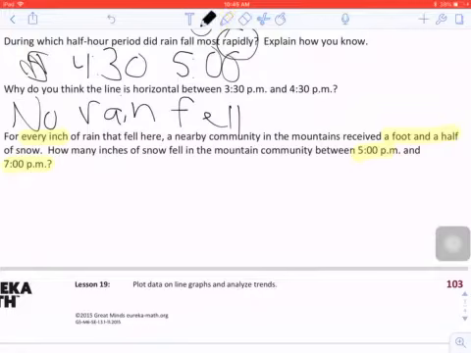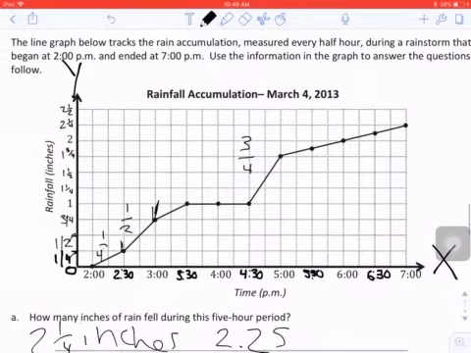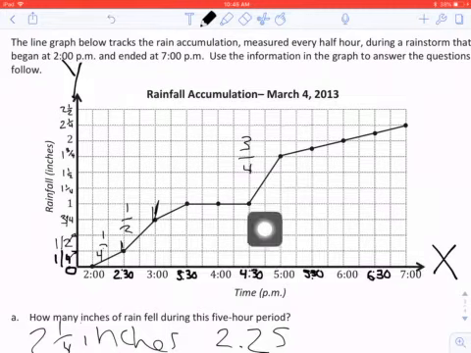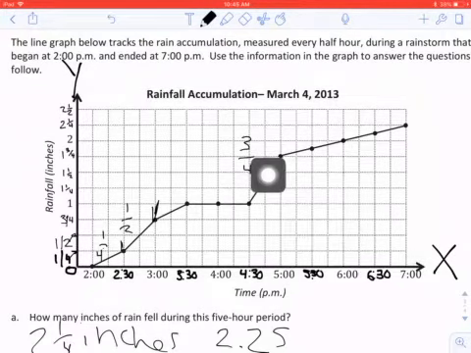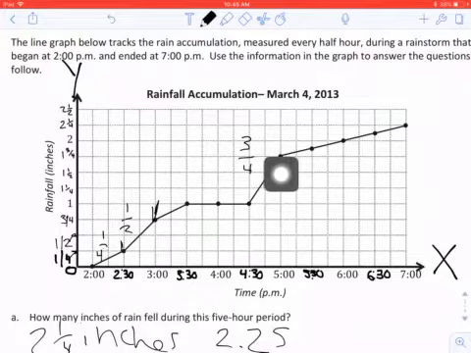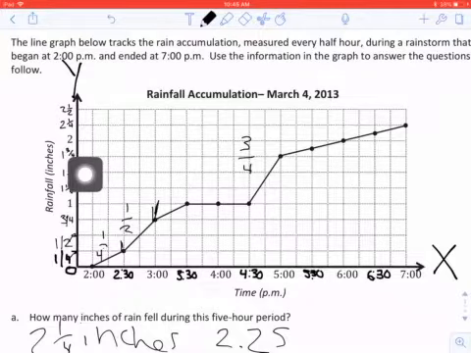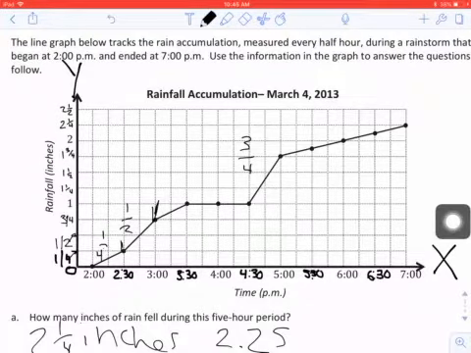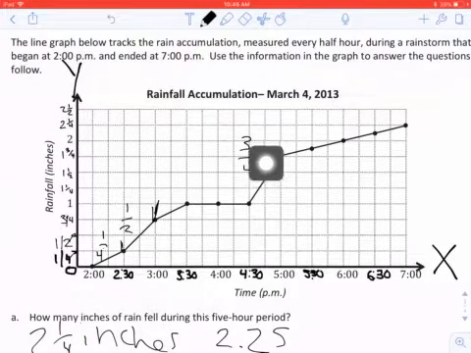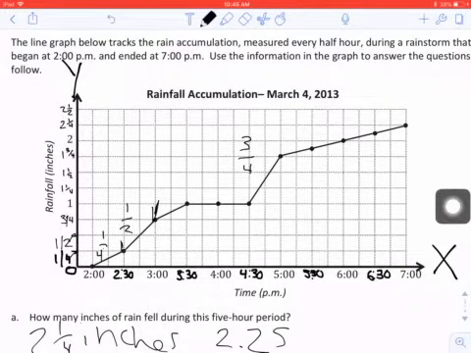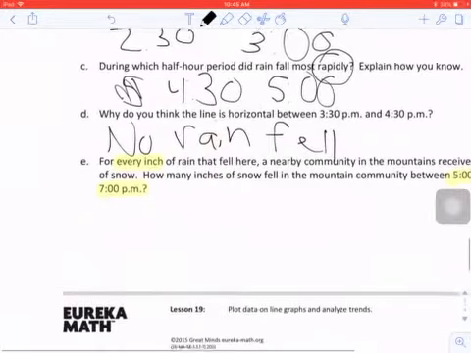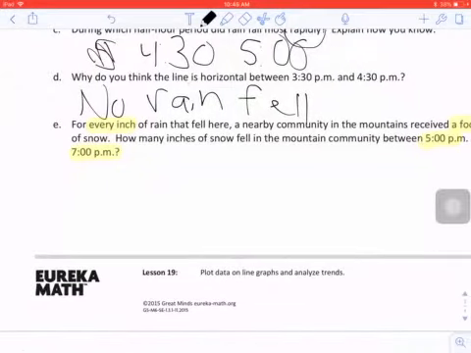So, I look back up. Between 5 p.m., so 5 p.m. started at 2 inches? No. Started at 1 3/4 of an inch. And it grew 2 spaces. So it grew 1/2 inch. So if that grew 1/2 inch, I would write a total of 1/2 inch of rain fell between 5 and 7 p.m. That means the mountain community got half.